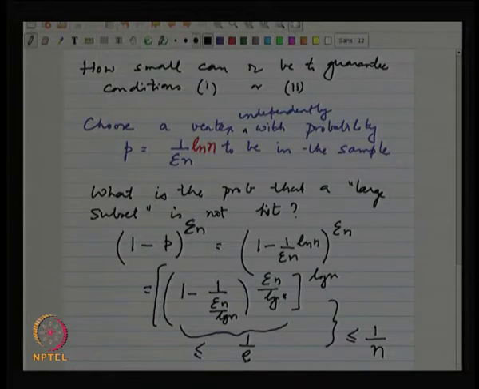Now, this 1 over n, we can make it even smaller by multiplying things by a constant c or things like that. Instead of choosing a sample with probability 1 over epsilon n log n, we can increase p slightly to make this even smaller. Why do you want to make this even smaller? Because we want to now argue, this is for a specific large subset, right. There can be many large subsets. So, we want to add those failure probabilities, and therefore, we want to make this even smaller, so that when we add all of them, the probability is still less than 1.